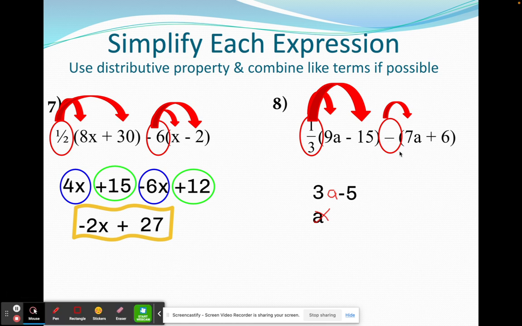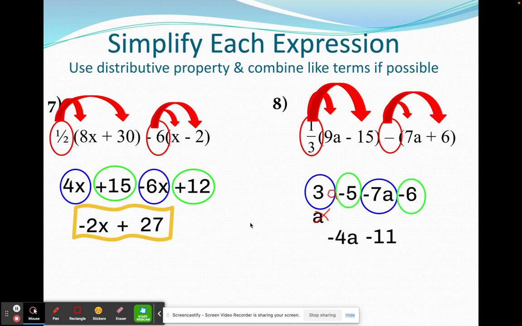Now I need to distribute this negative. Negative times 7a will give me a negative 7a. And then negative times a positive 6 will give me a negative 6. Now what like terms can I combine? I can combine this 3a and this minus 7a, which will give me a negative 4a. And then I have negative 5 and negative 6, which give me negative 11. So negative 4a minus 11.